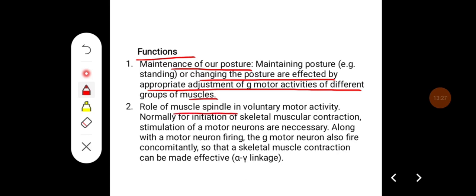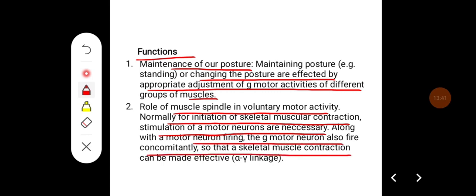The role of muscle spindle in voluntary motor activity. Normally, for initiation of skeletal muscle contraction, stimulation of motor neurons is necessary. Along with the motor neuron firing, the gamma motor neuron also fires concomitantly so that skeletal muscle contraction can be made effective, which is called alpha gamma linkage.